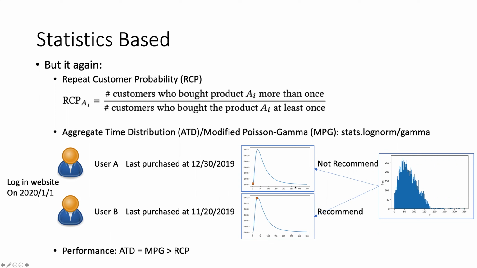And then based on this log normal distribution, we identify this user's login time and his or her last purchase time. For example, for user A, last purchase was December 30, and the login time is 2020 January 1st, which is just 2 days later. So it has a very low probability they will buy it again. So for those users, no recommendation.